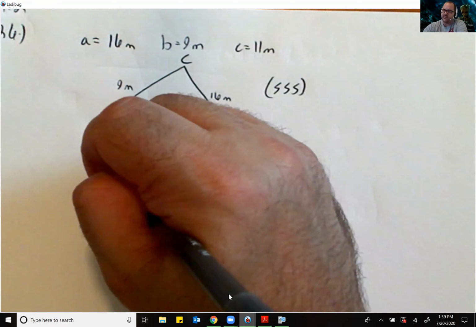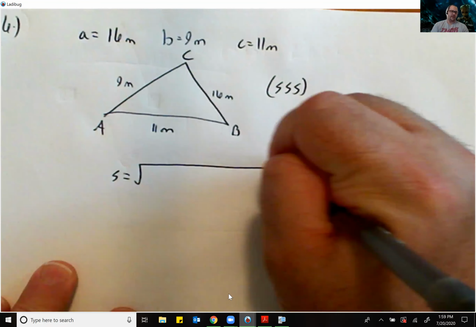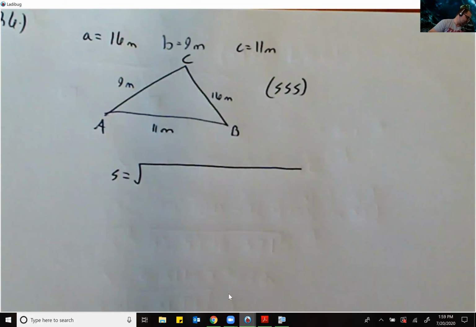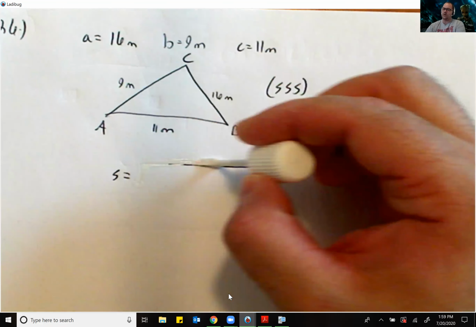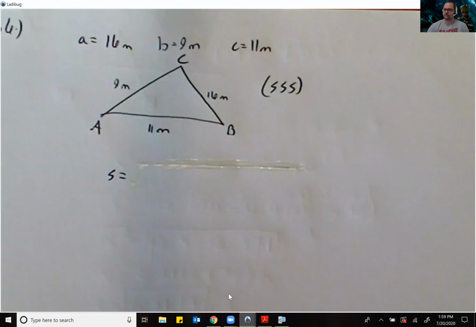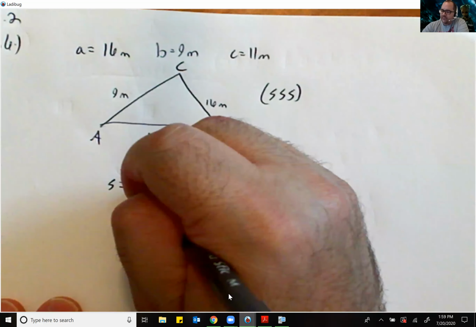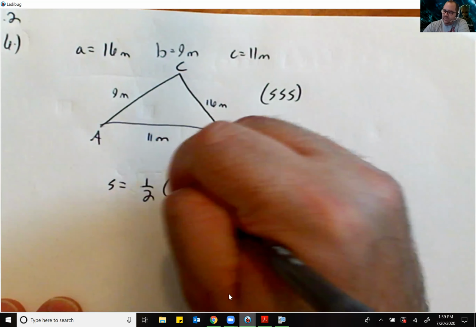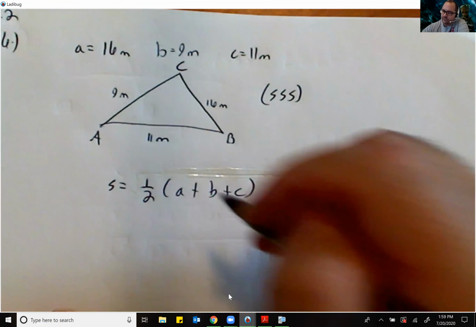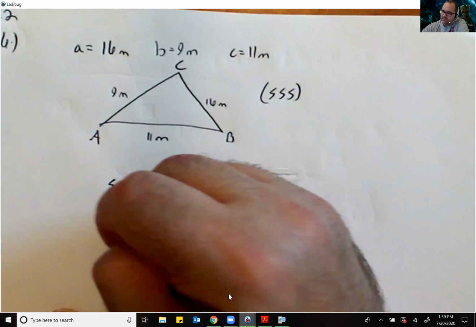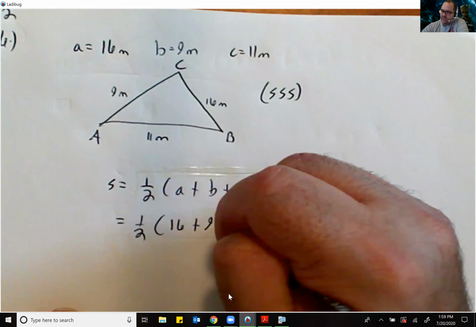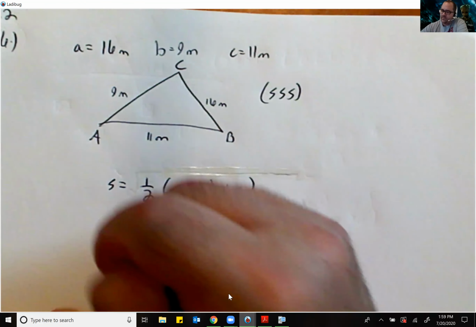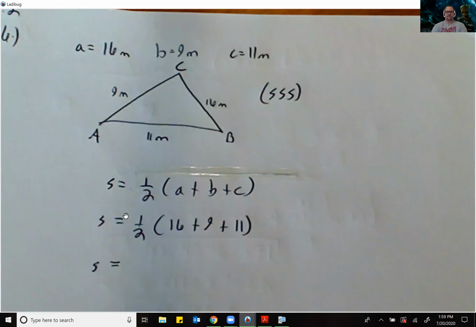The first thing you have to do is figure out the semi-perimeter. Sorry, not a square root on that number yet. So the semi-perimeter, kind of jumping ahead of myself, is equal to 1/2 times all the sides added up. So 1/2 times A plus B plus C. So you just plug and chug. 1/2 times 16 plus 9 plus 11. Again, just go to the calculator. No rounding on this whatsoever.